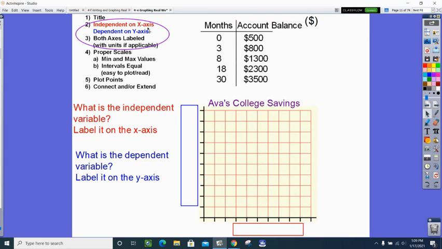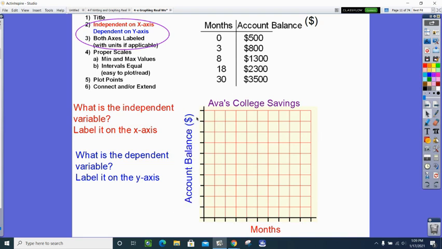Okay, the next thing I need to do is put my labels. So remember, in this case, the dollars depend on the months. Like the calendar isn't going to say, oh look, Ava has $800, so it must be February. The month doesn't depend on the money. The money depends on the month. So your account balance is going to be your Y, waiting for the math to happen, and the months would be your X. So I'm going to put those labels on. Okay, and notice I put the dollar sign there, and notice this says months, not time. Okay, then once I've got those things labeled with units in the right spot, I now need to create proper scales.